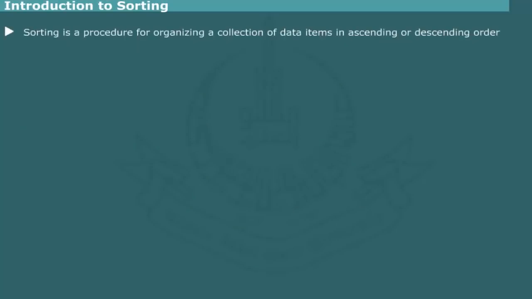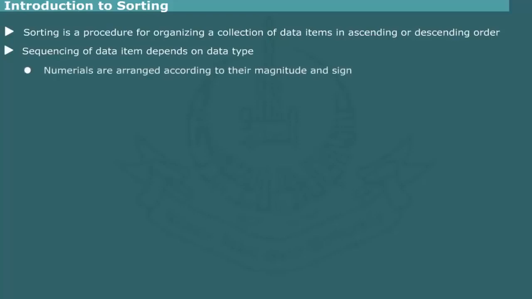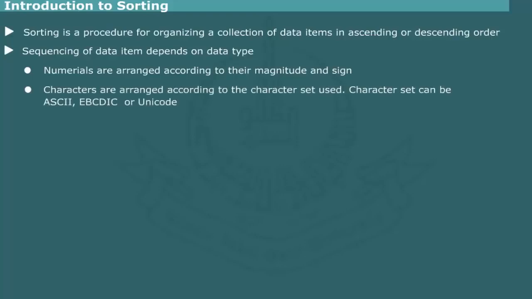Introduction to sorting. Sorting is a procedure for organizing a collection of data items in either ascending or descending order. The sequence of sorted data depends on the data type of element being sorted. The numeric data are always arranged according to their magnitude and sign. The character or string data are arranged according to the character set used on a particular computer.